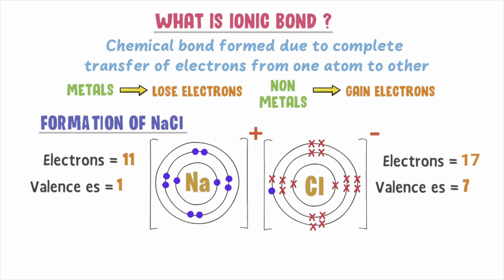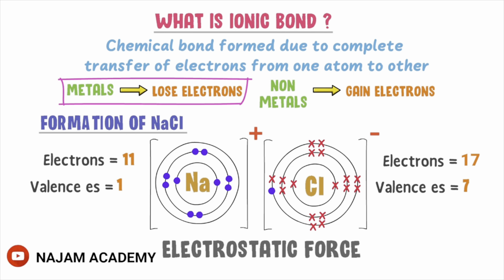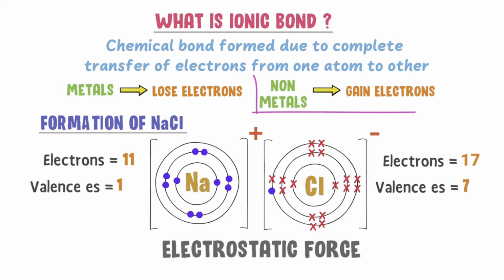When sodium becomes a positive ion and chlorine becomes a negative ion, they have an electrostatic force between them. The electrostatic force is the force of attraction or repulsion between two charged particles. The electrostatic bonding force is important and binds an ionic molecule. Therefore, ionic bonds form when metals lose their electrons and non-metals gain electrons.